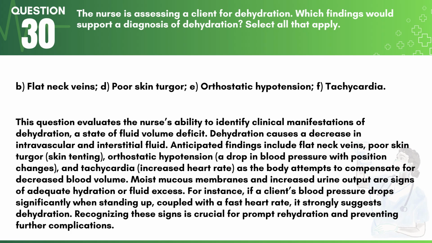Anticipated findings include flat neck veins, poor skin turgor, skin tenting, orthostatic hypotension, a drop in blood pressure with position changes, and tachycardia, increased heart rate, as the body attempts to compensate for decreased blood volume. Moist mucous membranes and increased urine output are signs of adequate hydration or fluid excess.